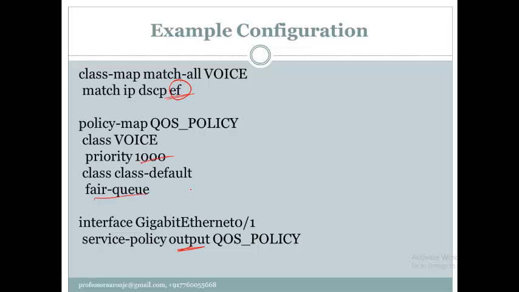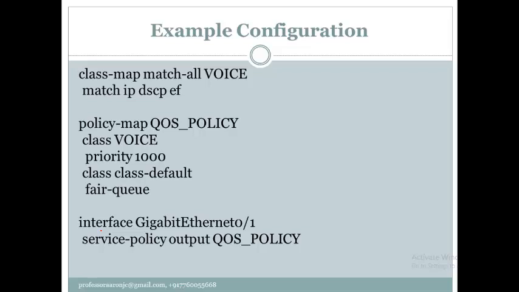Now, the differentiated services code point is 6 bits, so you get different values from 0 to 63. Whereas IP precedence is only 3 bits, you get 0 to 7. IP precedence is the old one in IP QoS. DSCP is the latest one.